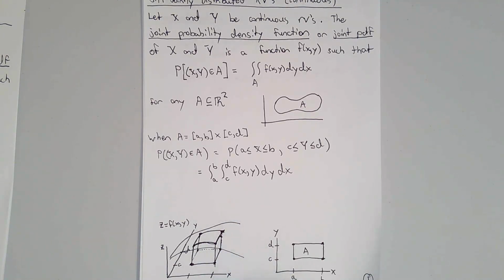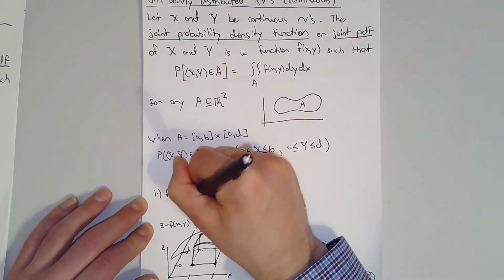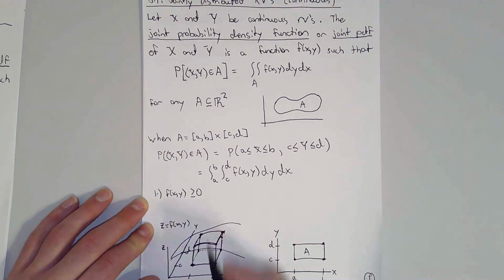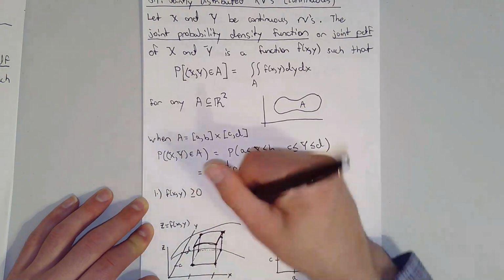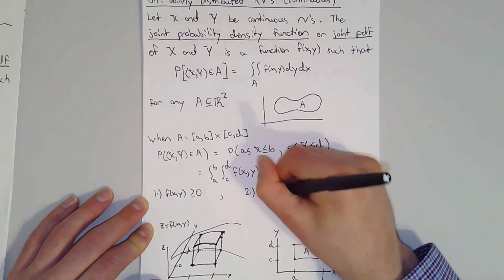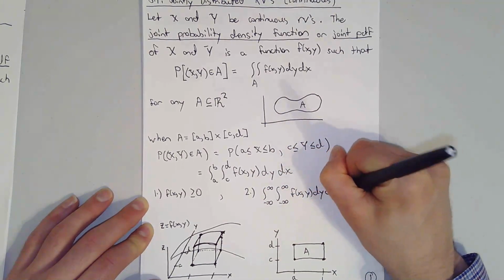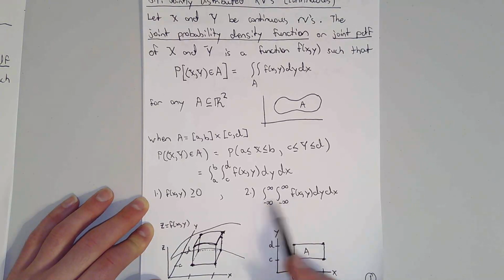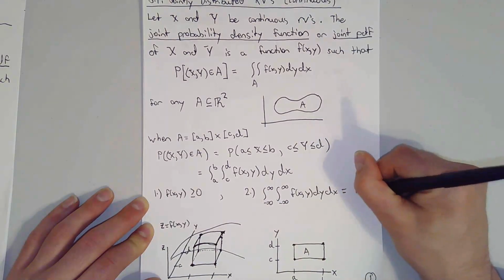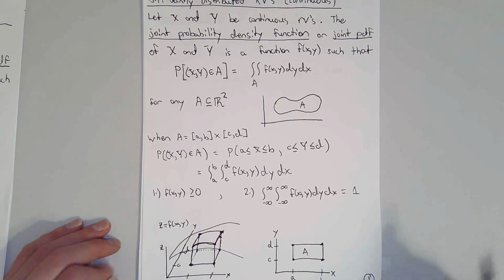So a couple properties. One, f of x y is always greater than or equal to 0, and this is for every ordered pair, little x, little y, in the real plane. And number two, if we integrate, add up all the area underneath this scalar function, over the entire plane R2, this needs to be equal to 1. So these two properties are the continuous analog of the discrete ones, which were mentioned in the last video.